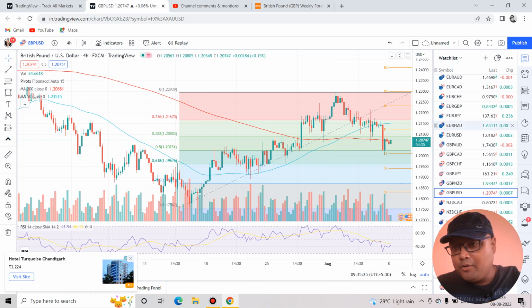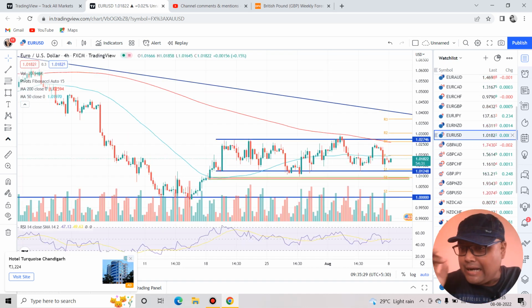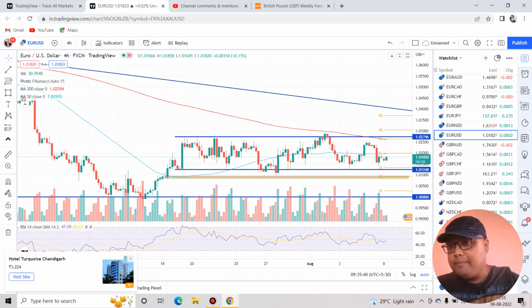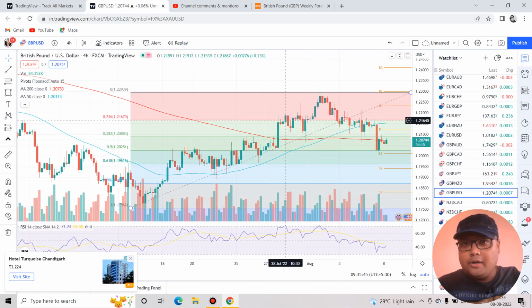For example, euro dollar. If we simply look at the chart of EUR USD, then we can clearly see that this is a sideways market, a range bound market. The number of buyers and sellers are almost equal, so it becomes easier for us to trade when we get a clear picture. But when it comes to GBP USD, then we do not have a clear picture.